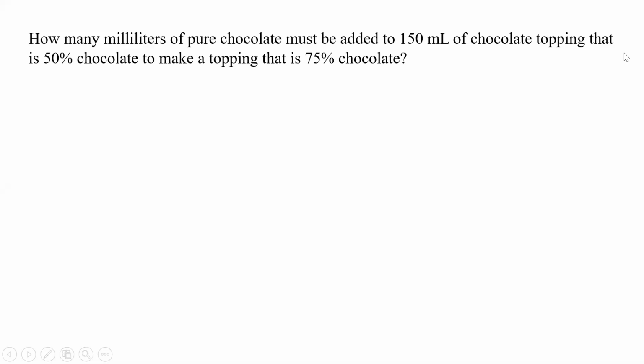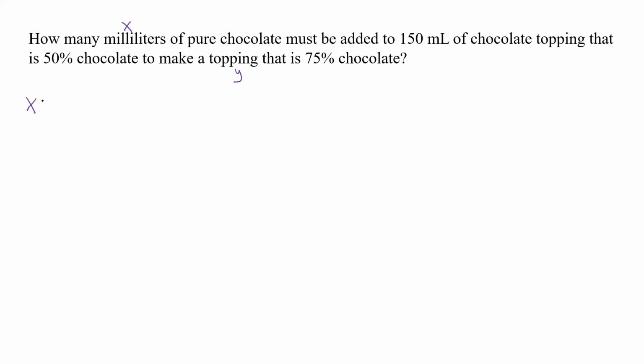All right, now for the chocolate lovers, how many milliliters of pure chocolate must be added to 150 milliliters of chocolate topping that is 50% chocolate to make a topping that is 75% chocolate? All right, so how many mils of pure chocolate? So we want to know how many mils of this must be added to 150 mils of this 50% to make a topping, which we don't know how much is, and that's going to be 75%.